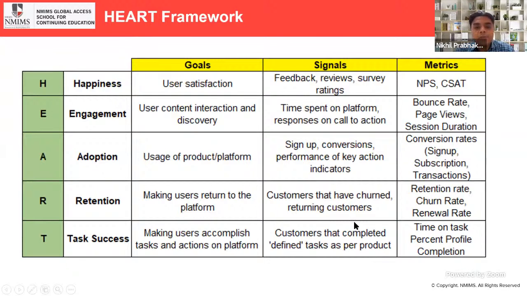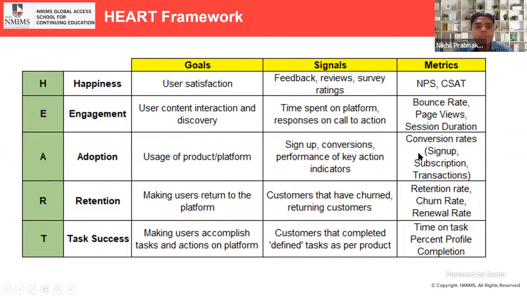And against each of these signals, we map certain KPIs. Okay, so these are called product KPIs. Some of them also might overlap with the KPIs that we saw for customer behavior. For example, NPS and CSAT. Engagement can be looked at using session duration, bounce rate, and so on and so forth.